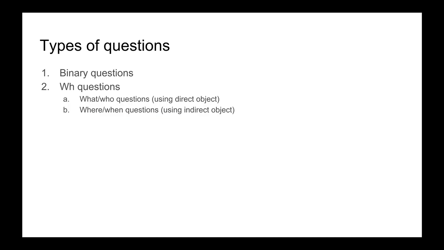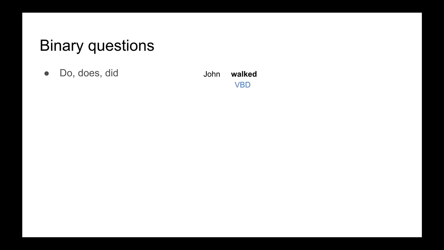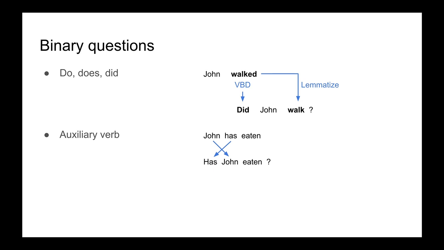For each sentence, we can generate three types of questions: binary questions, what and who questions using direct objects, and when and where questions using indirect objects. For binary questions, we use spaCy's part of speech tagger to get the tense of the root verb. We then conjugate the verb do using the same tense as before. Then we add the base form of the verb to generate the question. When the root verb has an auxiliary, we swap the auxiliary verb and the subject. We also use the NeuralCoref module to resolve any pronoun issues.